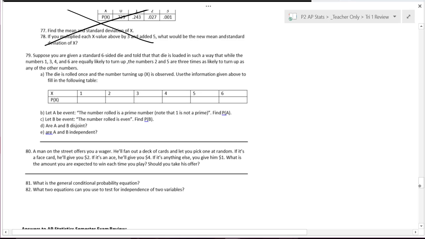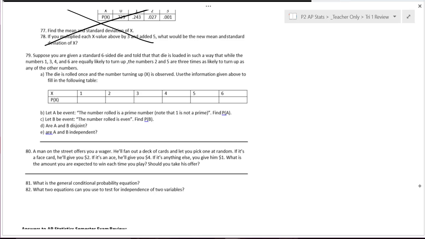All right, suppose you were given a standard 6-sided die and told that the die is loaded in such a way that the numbers 1, 3, 4, and 6 are equally likely to turn up, and the numbers 2 and 5 are 3 times as likely to turn up. Cool, so let's get this done.